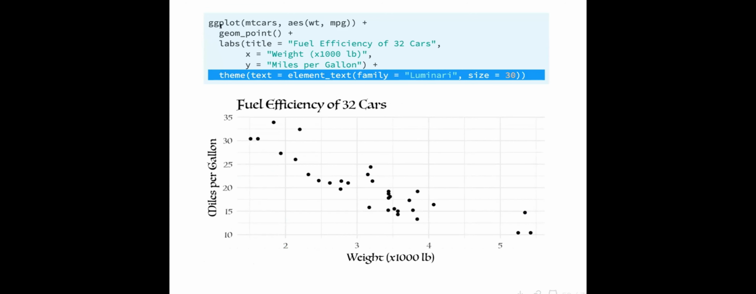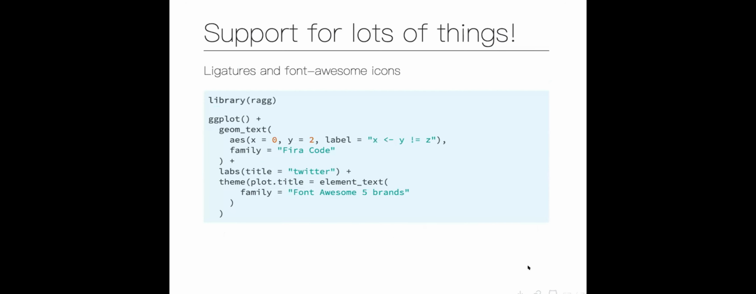Okay, all you do is you have your plot, and then you say theme, text equals element_text, family equals whatever font you want it to be, and it changes the font for you. Okay, in this case, I'm saying size equals 30 also to increase the size a little bit. All right, that's it. But it has lots of support for other things.